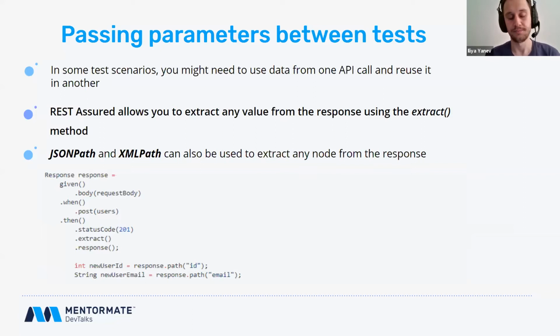And in the example that I've given below, we are just calling the extract method on the response. And after we got that, we get the response saved to a variable. And then from that variable, you can pretty much extract the key that you want. In our case, the ID and the email. And it's that simple. You don't have to do anything else.